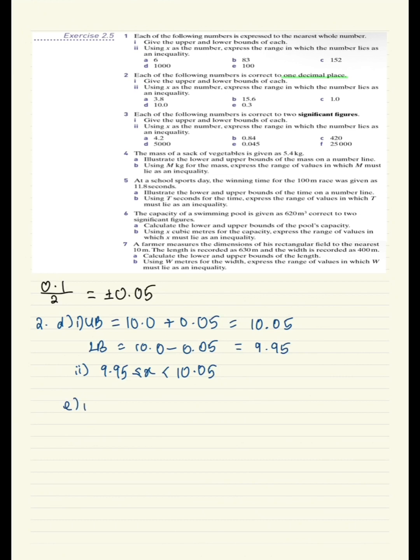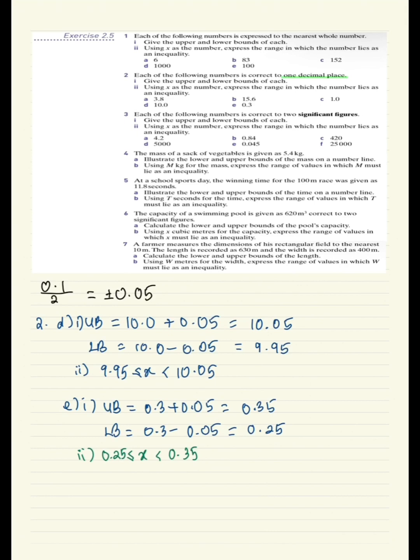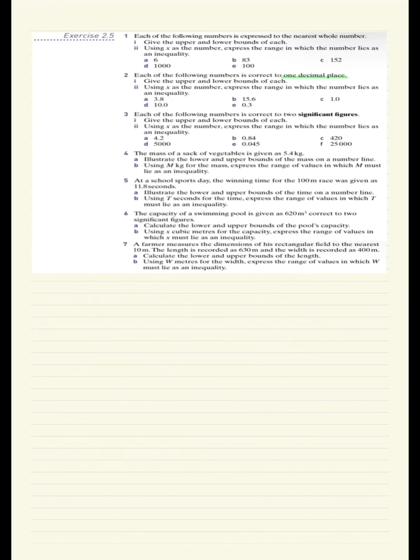Let's look at question E. 0.3 plus 0.05 to find the upper bound, 0.3 minus 0.05 to get the lower bound. Now to express the range in which the number lies, it would be more than or equivalent to 0.25 and less than 0.35. Let's look at question 3.